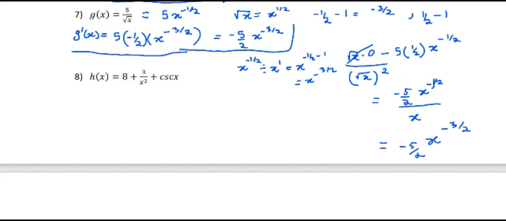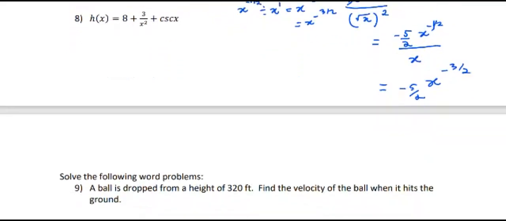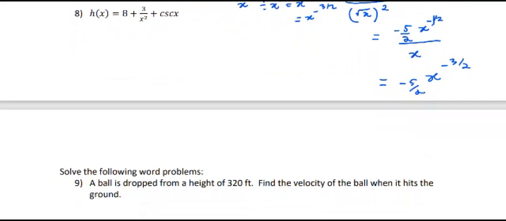Okay, so if we move on to number 8, h of x is equal to 8 plus 3 over x squared plus the cosecant of x. If you want to find the derivative of h of x, which is h prime of x, we just take the derivative of these individual terms. The derivative of 8 is 0. You could write 3 over x squared by bringing x to the same level as 3, so this is just going to be 3x to the power negative 2.